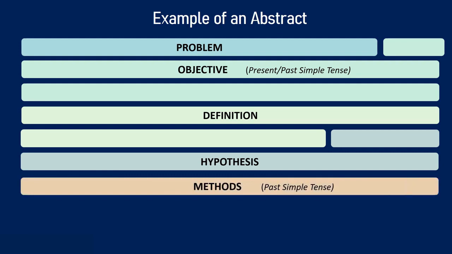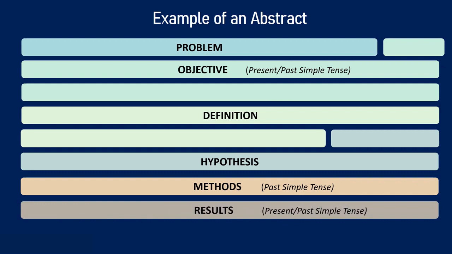Next, indicate the research methods that you used to answer your question. This part should be a straightforward description of what you did in 1 or 2 sentences. It is usually written in the past simple tense as it refers to completed actions. Next, summarize the main research results. This part of the abstract can be in the present or past simple tense.